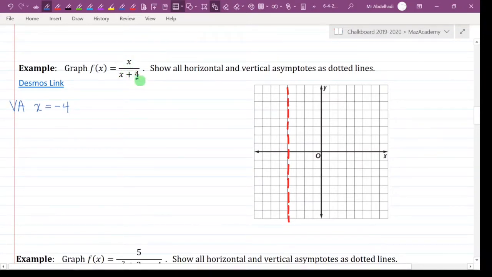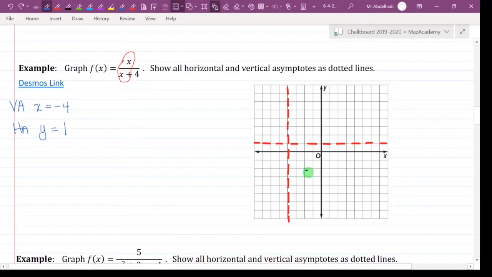So what you do with the horizontal asymptote is that you divide the two highest power terms, x over x. You divide them, you get 1. So your horizontal asymptote is going to be y equals, because any horizontal line starts with y equals, x over x, which is 1. So y equals 1. So go ahead and draw your horizontal asymptote now. All right, what else can we find?